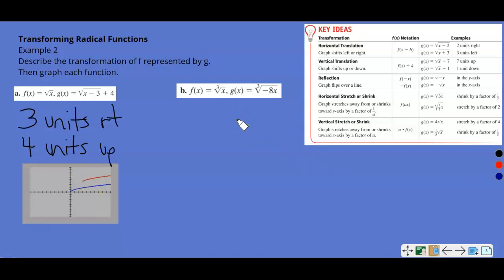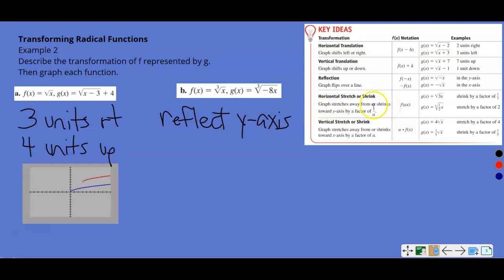B part says f of x equals the cube root of x, and g of x equals the cube root of negative 8x. So g of x again is the transformation of f of x. And if we look over here, you can see that this negative and the 8 are both under the radical sign. So when the negative is under the radical sign, it's still a reflection, but this time it's going to be a reflection across the y-axis.